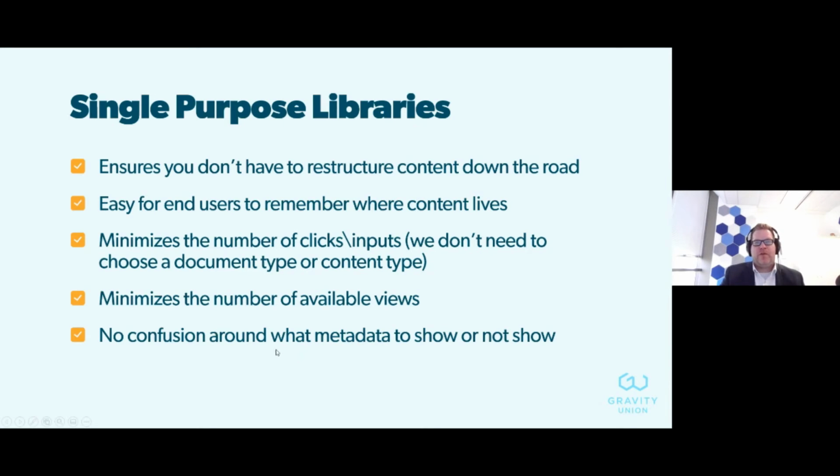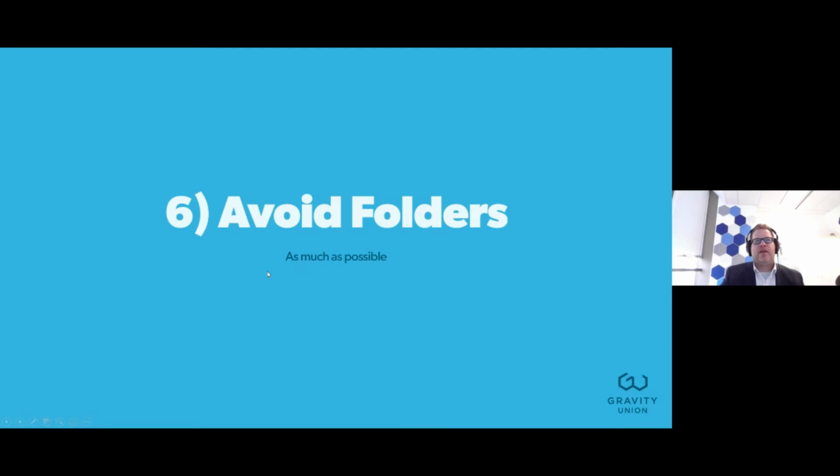There's no confusion around what metadata to show or not show, and we're not going to be showing metadata that doesn't make sense for a given document within the library. And to note too, I think the limit for a given view within a document library in SharePoint Online is 5,000. In SharePoint on premises, that was a threshold that we could bump up. This is actually a hard limit now. So if you think you're going to have more than 5,000 documents in the library, we may want to separate that over multiple document libraries.